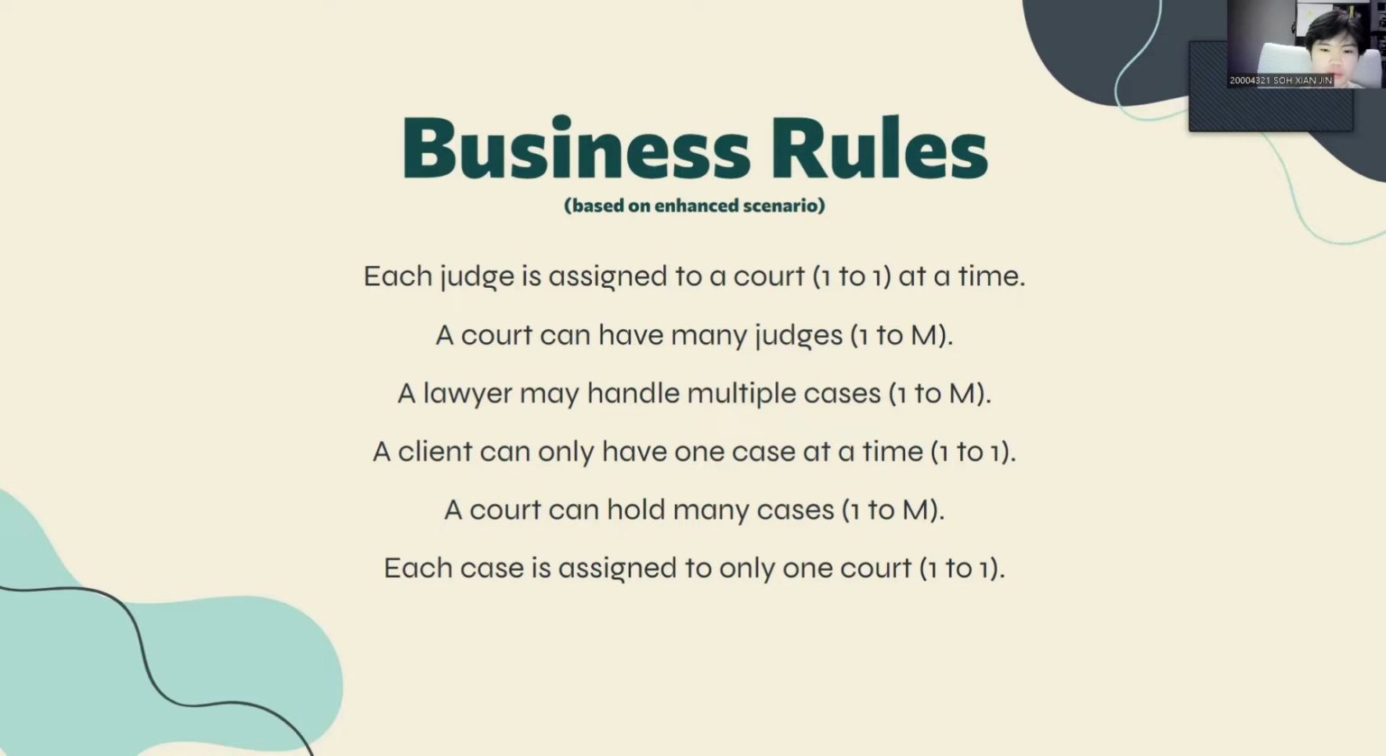We figured that this made sense because in the real world, a lawyer does handle multiple cases at a time. Meanwhile, a client usually only has one case at a time, which is a one-to-one relationship. A court can hold many cases, one-to-many, and each case is assigned to only one court, which is a one-to-one relationship. That's all for my part, and next I'll be passing it on to my group mate.